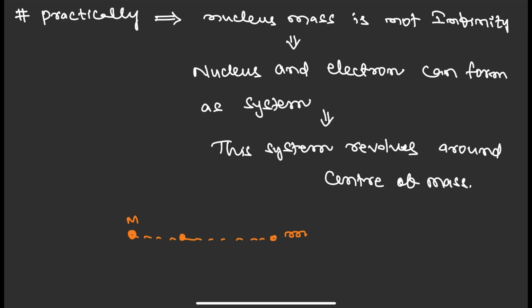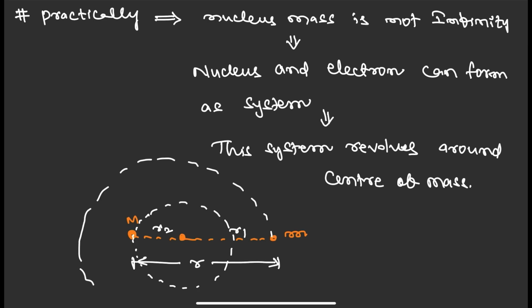So the center of mass lies between the capital M and the small m. The total distance is r. This distance is r1, and this one is r2. So with respect to the center of mass, they can revolve. Where is the center of mass? Cm. So from here, if you want to write about R1.